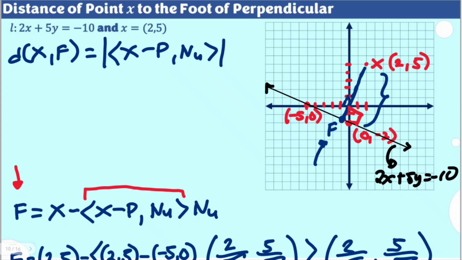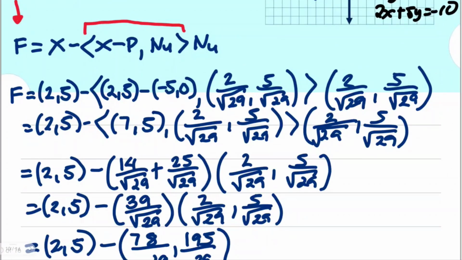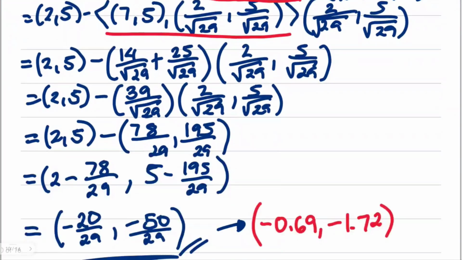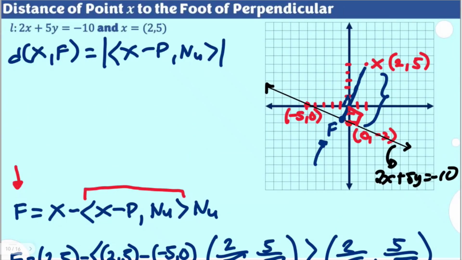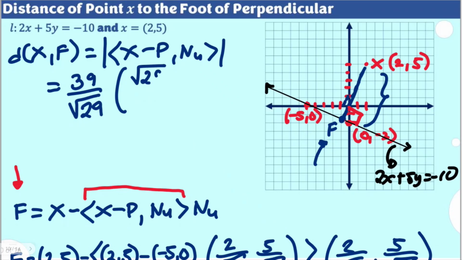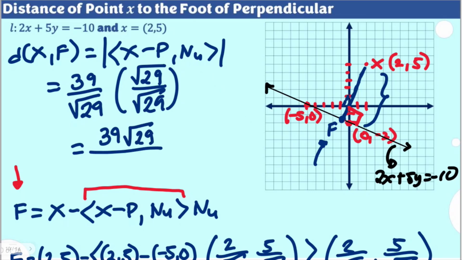Going back here to the formula, it's already provided here. So we can have this value as the scalar, and this scalar value is actually the distance. So you have 39 over square root of 29. Again, the value here is actually equal to 39 over square root of 29. If you are going to rationalize that, you may, and you will get a better answer, which is 39 square root of 29 all over 29.